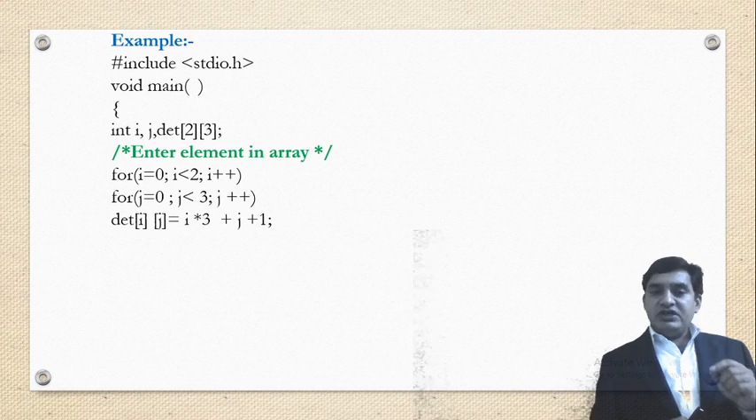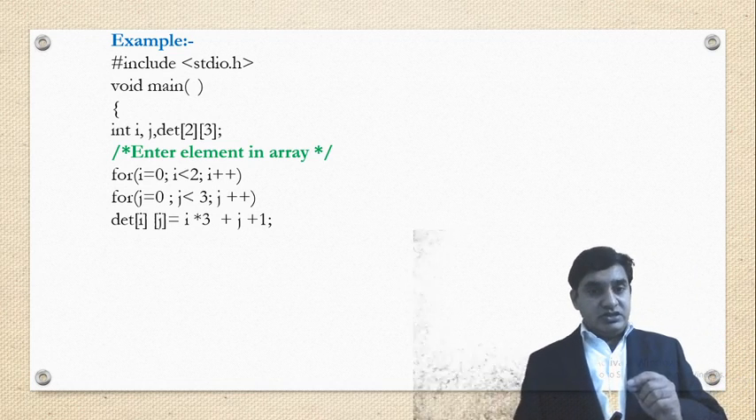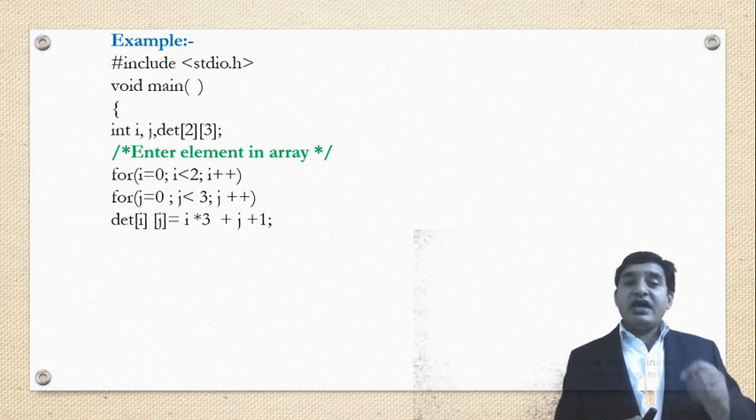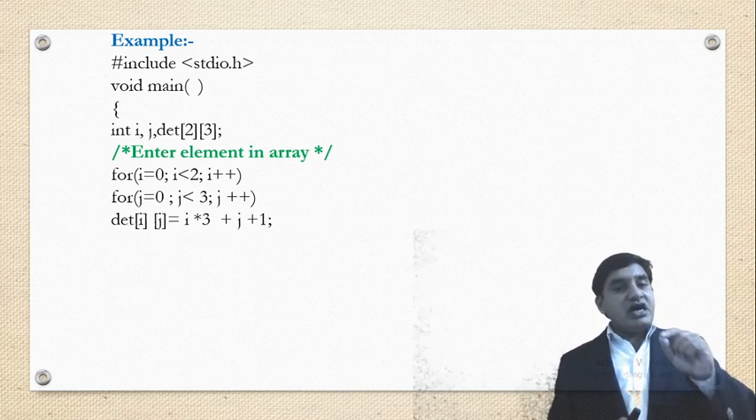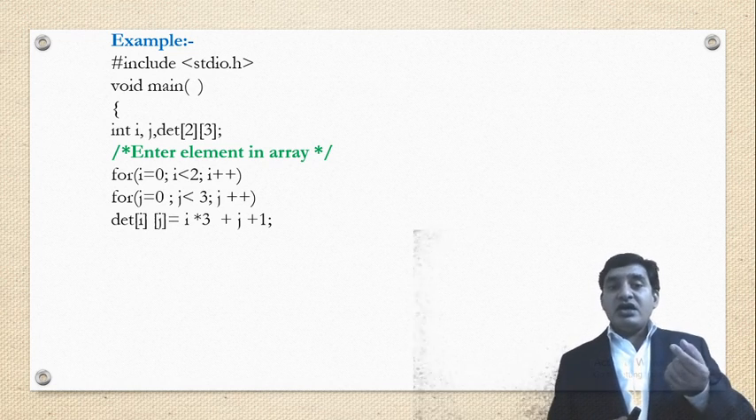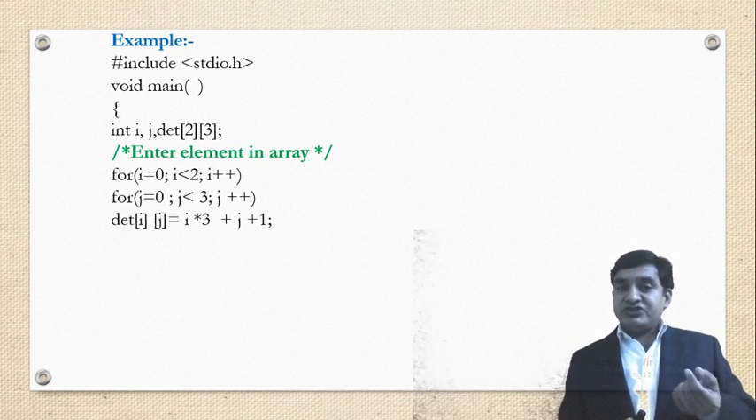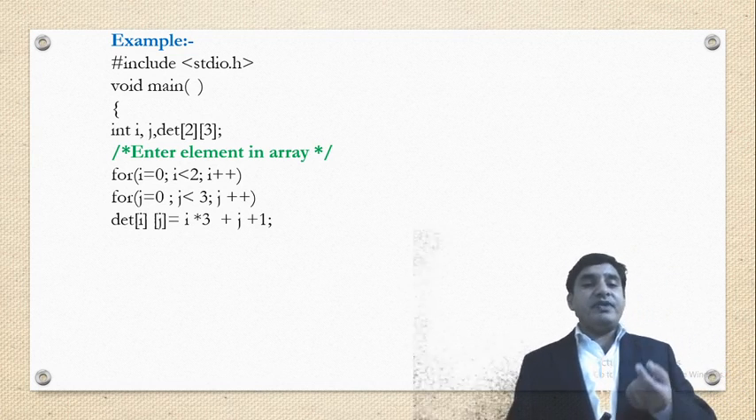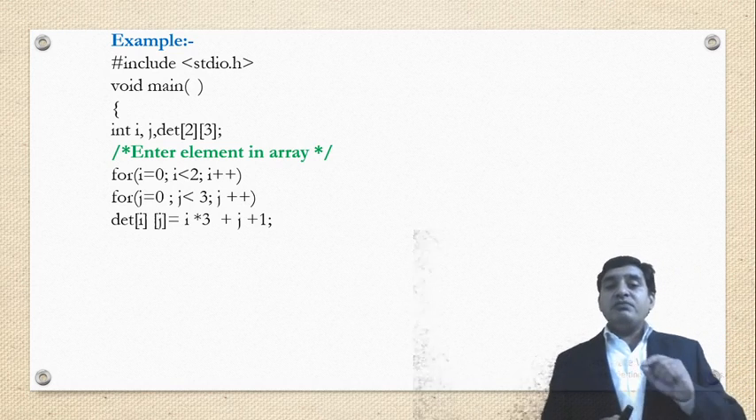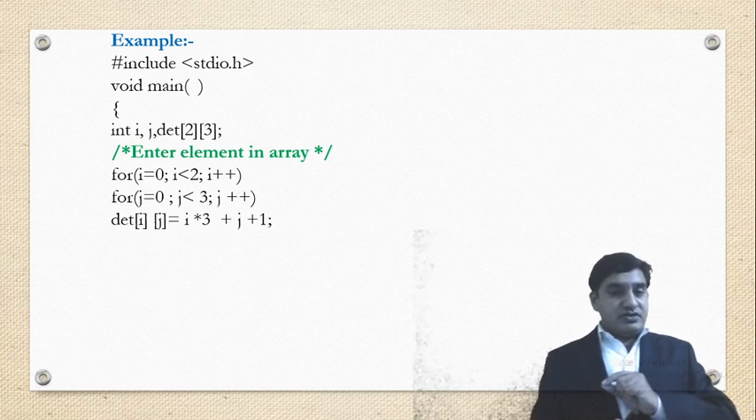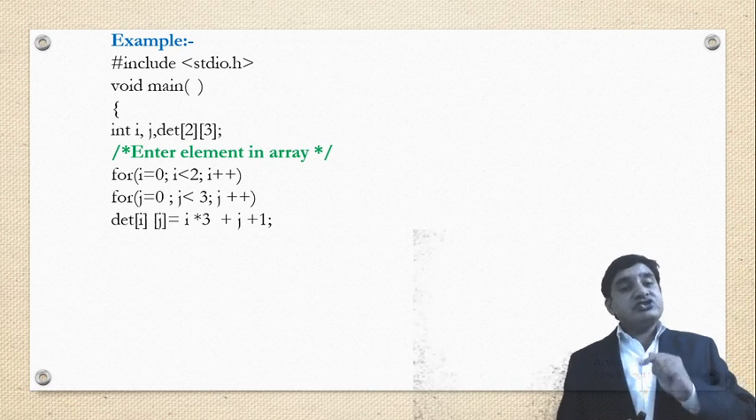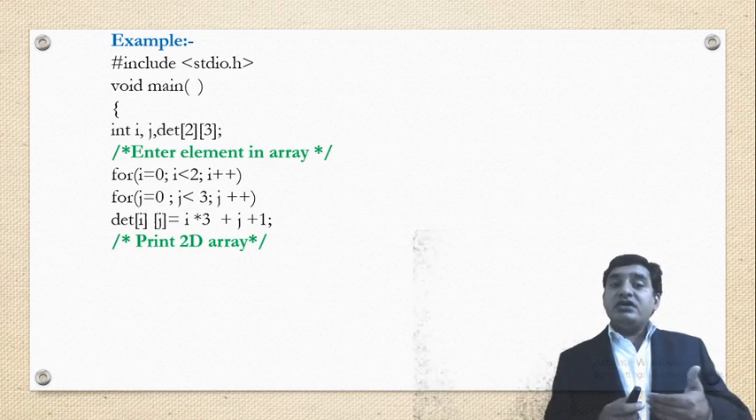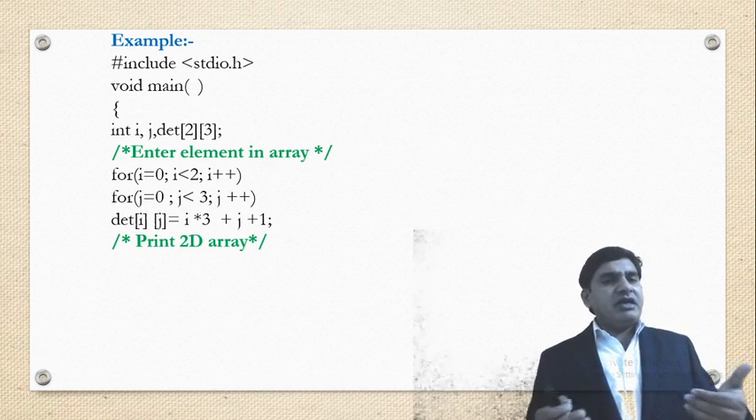Now det i j. We have to fill or enter the array elements, where i represents the row and j represents the column. It is equal to i into 3 plus j plus 1, so that the array elements are filled in this matrix.